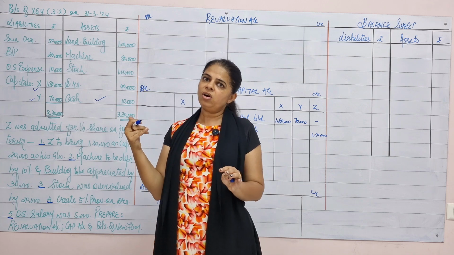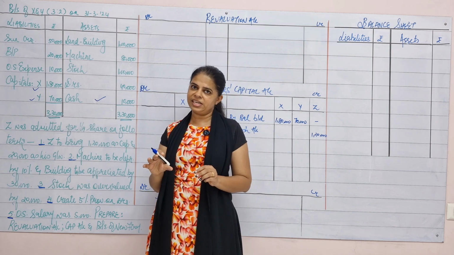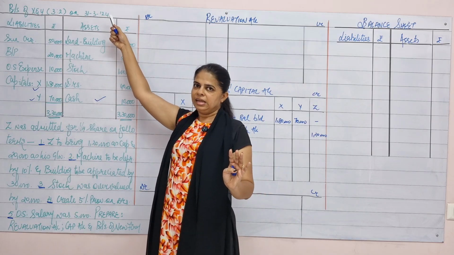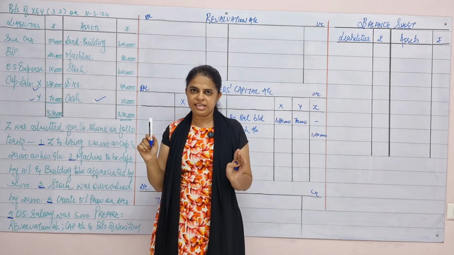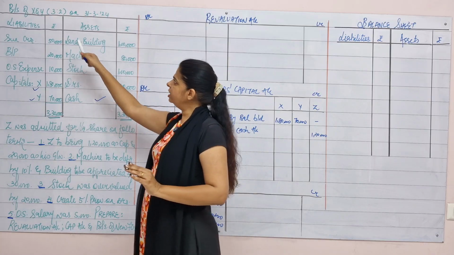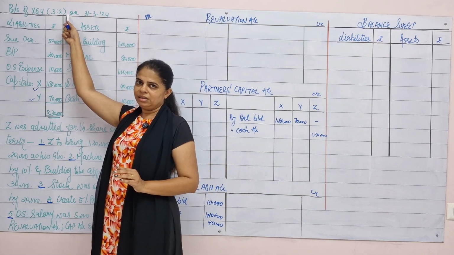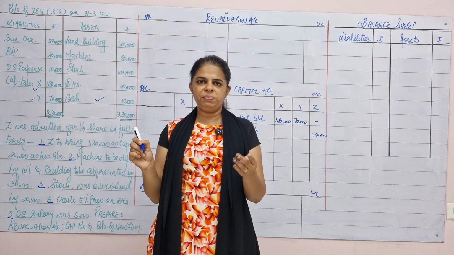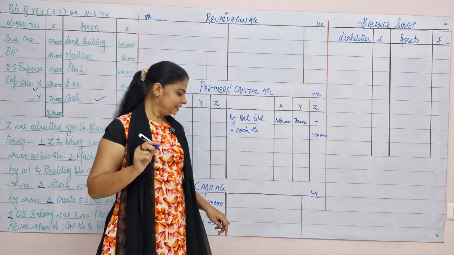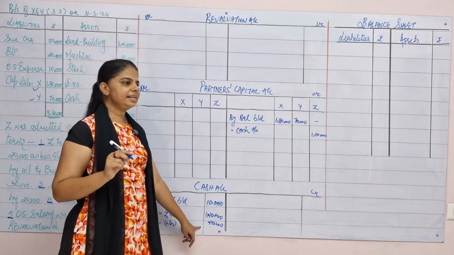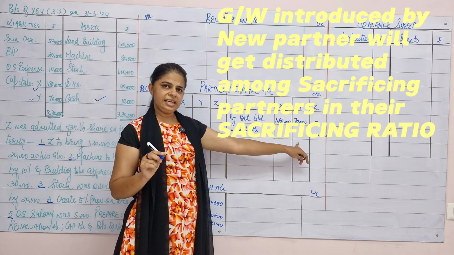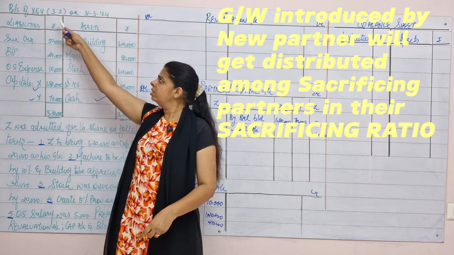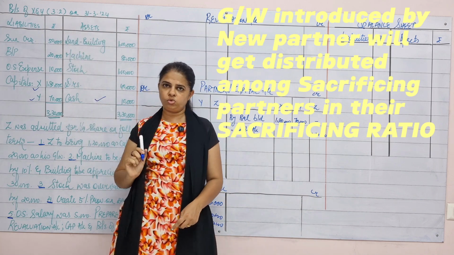You remember we did all the cases of new and sacrificing ratio. Out of all those cases, this is the first one. अगर कोई एक्स्ट्रा इंफॉर्मेशन नहीं दी तो we will assume that उनका जो भी एग्जिस्टिंग रेशियो है वही उनका सैक्रिफाइसिंग रेशियो भी रहेगा, वही उनका न्यू रेशियो भी रहेगा. And thus this goodwill of 20,000 will get cross entered among X and Y who are sacrificing partners in their sacrificing ratio, which will remain same 3:2.